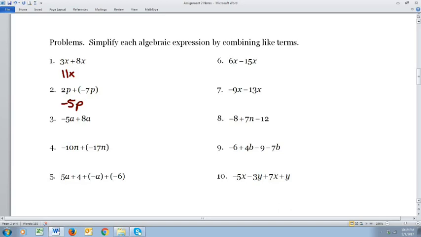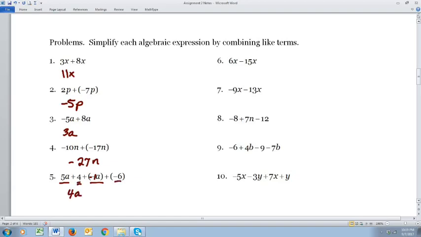All right, so what you can see here is all we're doing is adding integers. So -5 and 8, we're getting 3a here. On number 4, you're adding -10 and -17. So you're getting -27. Now be careful on number 5. Remember, we can only add like terms. And so we've got a 5a and a -1a. And so those are like terms. We'll get 4a for those.